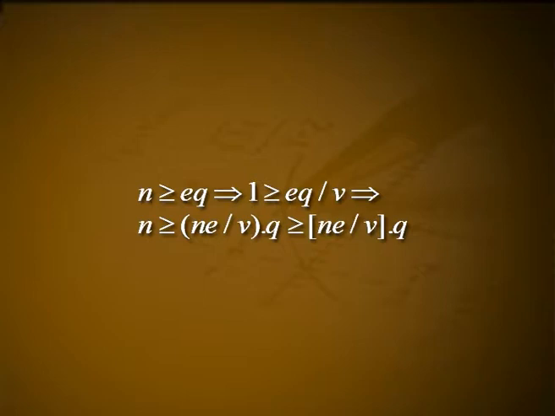N ≥ EQ implies 1 ≥ EQ/V, which implies N/V ≥ NE/V × Q, which is ≥ ⌈NE/V⌉ × Q. It follows that a coalition of N voters can, under STV, elect ⌈NE/V⌉ candidates, provided EQ ≤ V. We now investigate conditions under which EQ ≤ V.